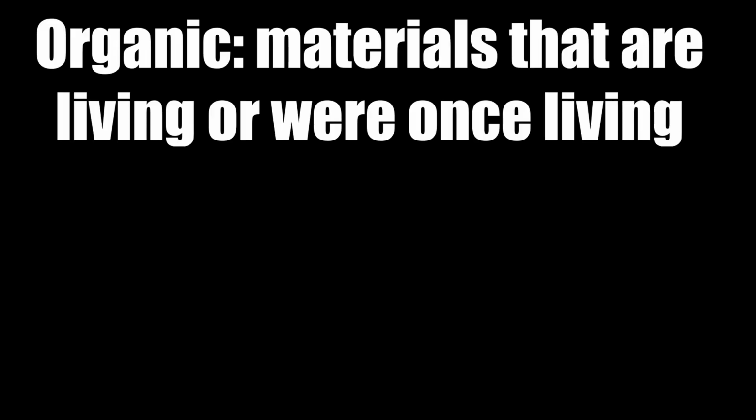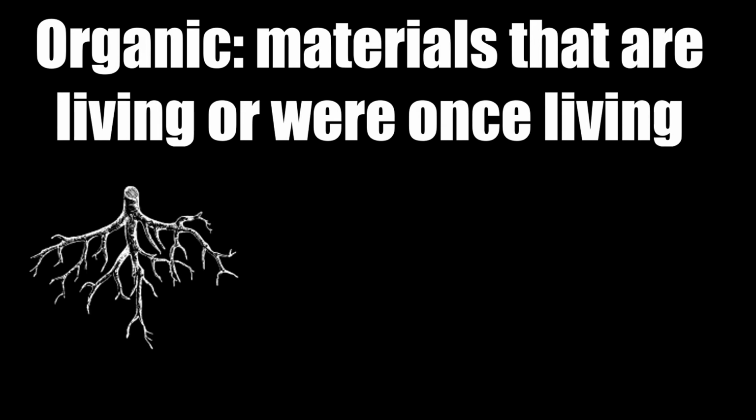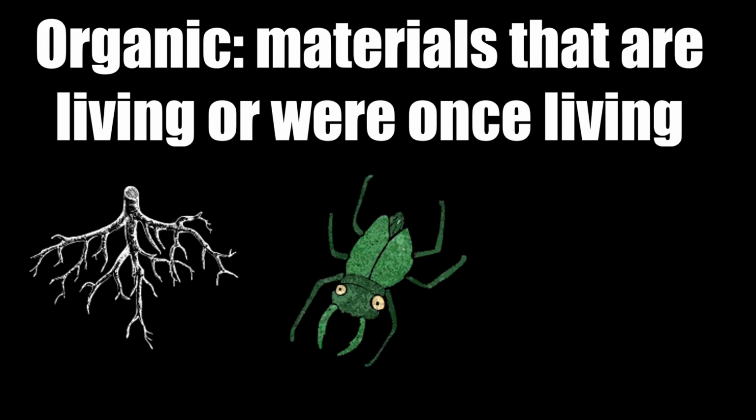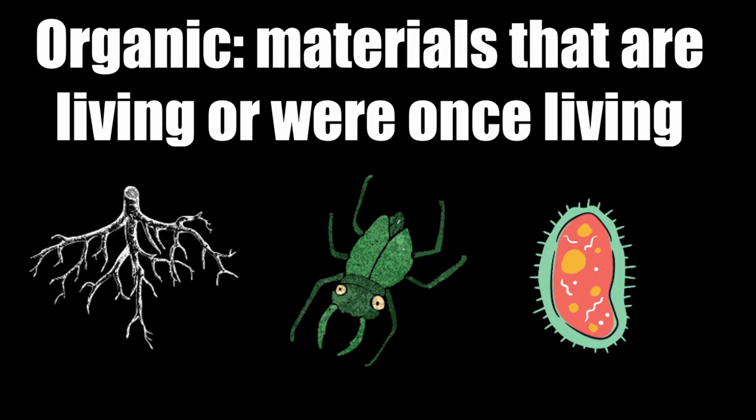Organic materials are living materials, or ones that were once alive. These can include plants that are in the soil, or even dead plants like bark or dead leaves. Even insects or bugs like butterflies, worms, spiders, and even bacteria, which are really, really small cells that are too difficult to see with the human eye. But they're there and they make the soil living.